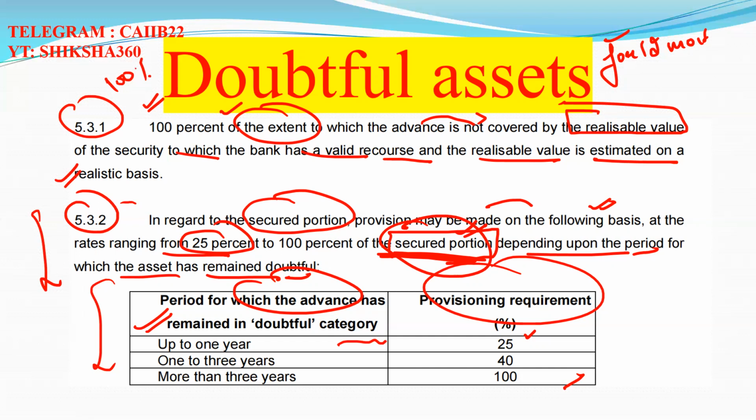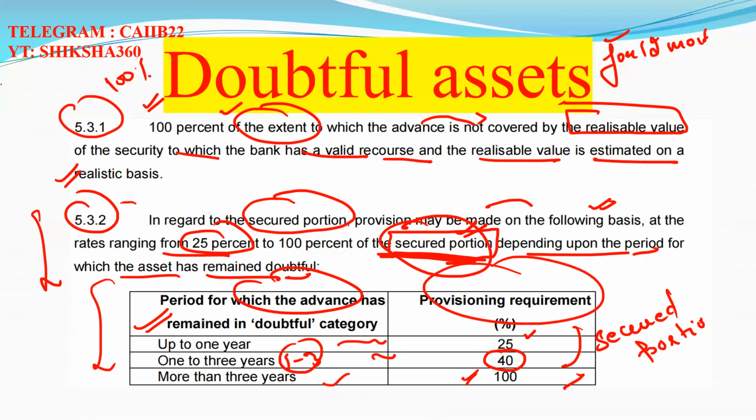Next one which we have to understand here is 1 to 3 years. If the asset remains in the doubtful category for 1 to 3 years, then it's 40% provisioning of the secured portion. You have to remember that. If it is more than 3 years in the doubtful category, then 100% provisioning is required.